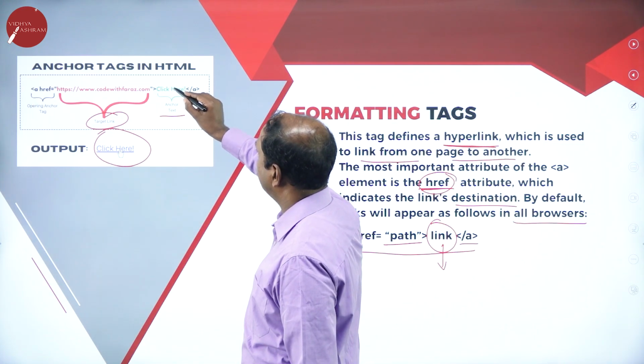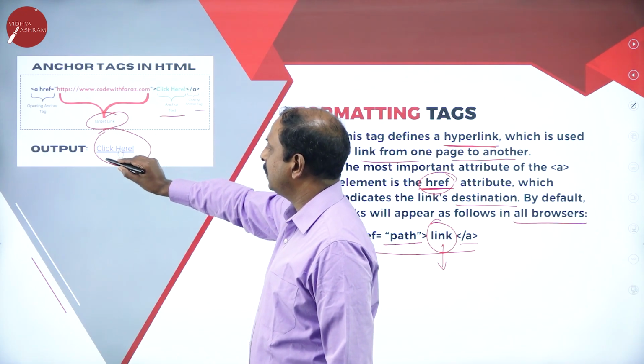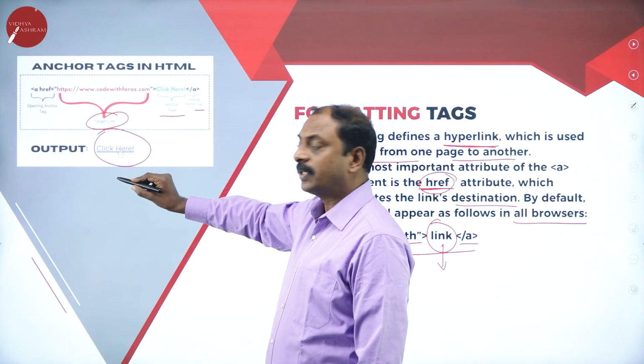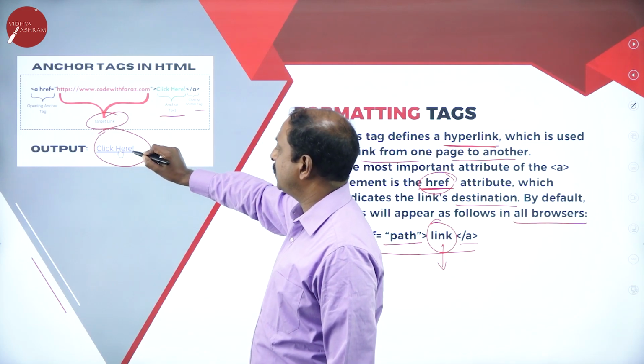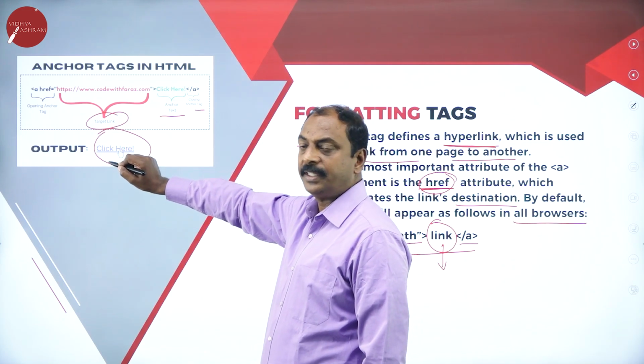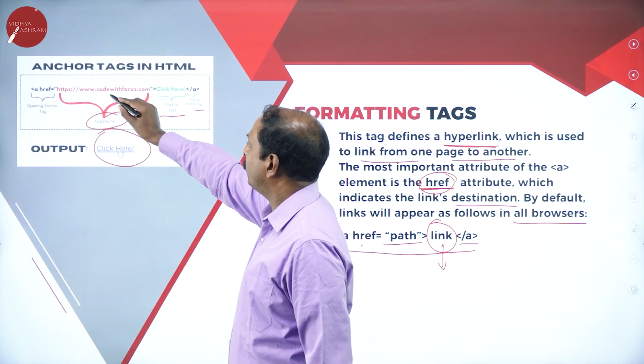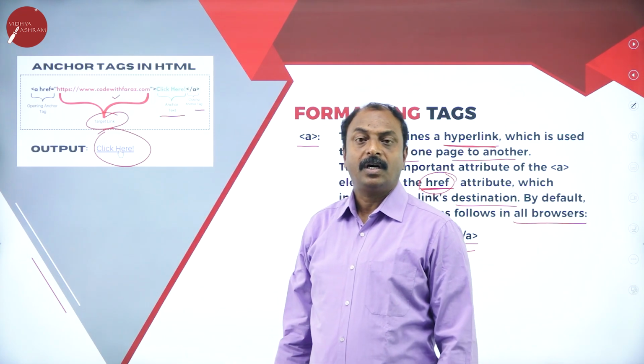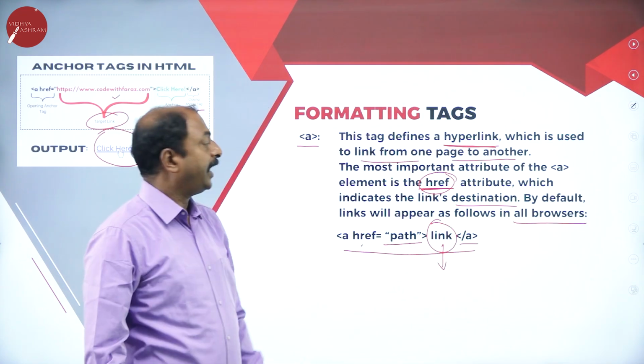See, this is what I have written here. This "click here" appears with an underline. As soon as you click on this link, this is called hyperlink text. If you click on this, it will take you to this particular website or web address. So this is the anchor tag.